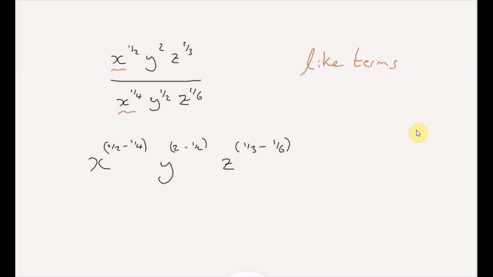Alright, let's work that out. So x, a half minus a quarter. Well, a half is 2 quarters, so 2 quarters minus 1 quarter is 1 quarter. Good. My y is 2 minus a half. How many halves is 2? Well, it's 4 halves, so 4 halves minus 1 half is 3 halves. There we go. And the last term, z, we've got a third minus a 6th. Well, a third is 2/6, so 2/6 minus 1/6 is 1/6. So there we go.